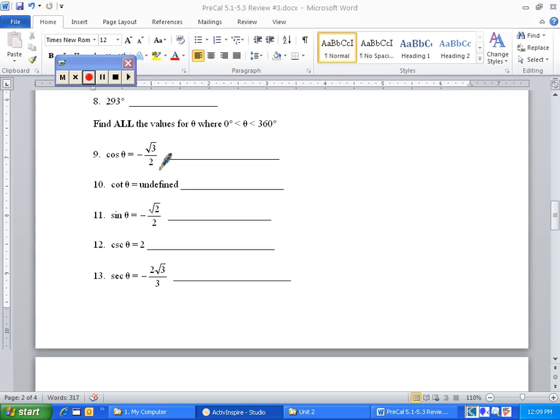Those are the 4 places in my unit circle that I see square root of 3 over 2. Now there's only 2 spots where it's going to be negative. Cosine is negative in 2 areas. It's negative here, and it's negative here. In the other sections, cosine is positive. So that means I can eliminate this answer, and I can eliminate this answer. So the answer to the question is 150 degrees and 210.